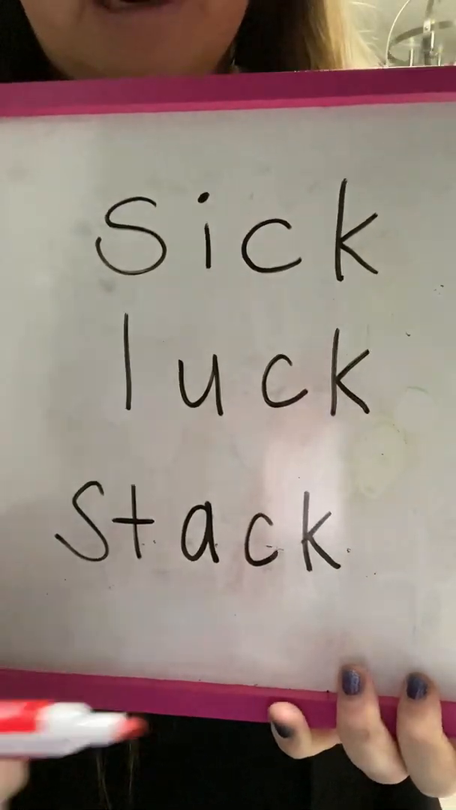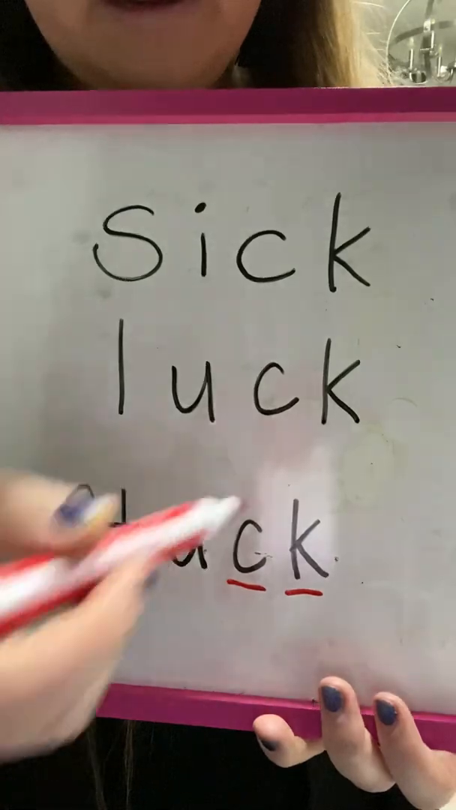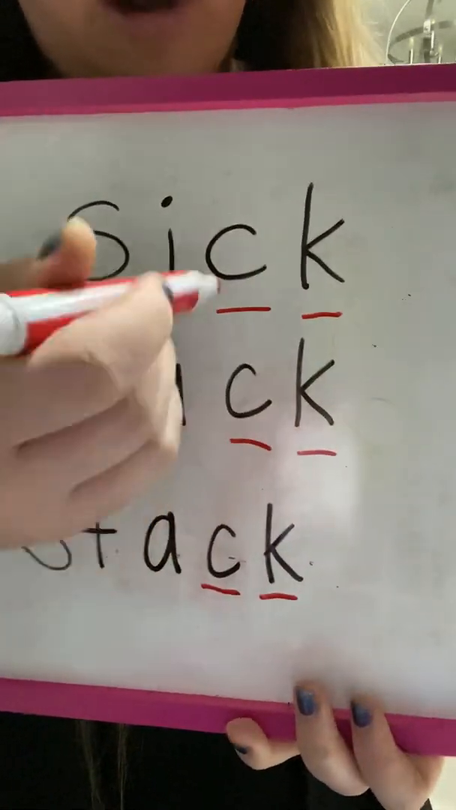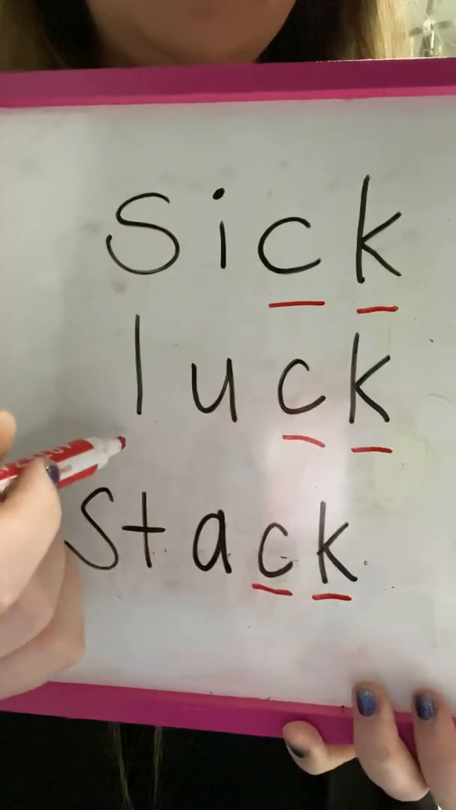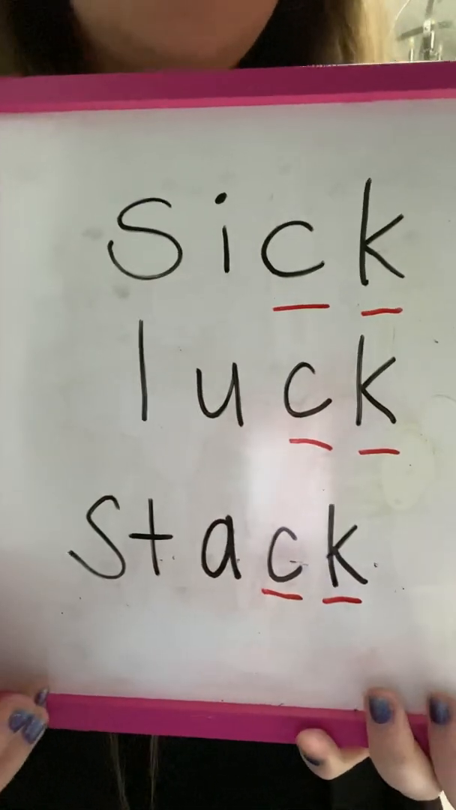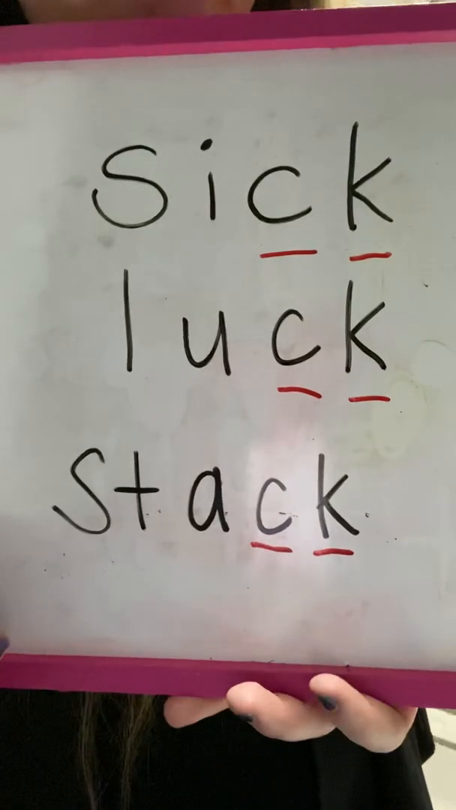We see the letter C. We see the letter K, right? The letter C, the letter K, the letter C, the letter K. All of those make the k sound. What about these over here? S, I, U, S, T, A. Do any of those make the k sound? No, right?